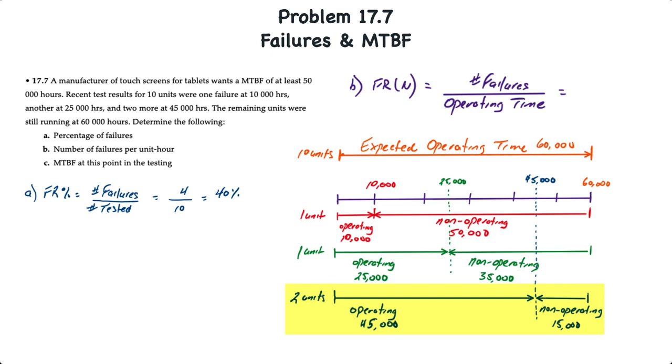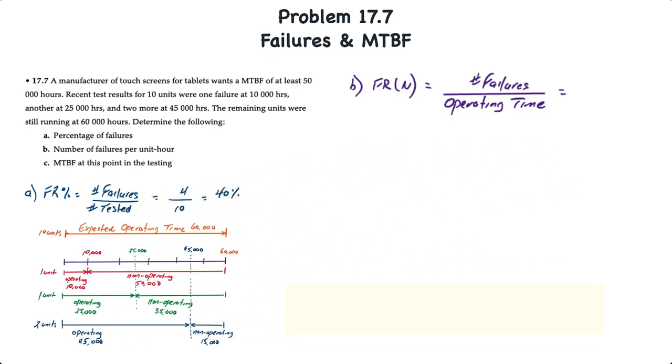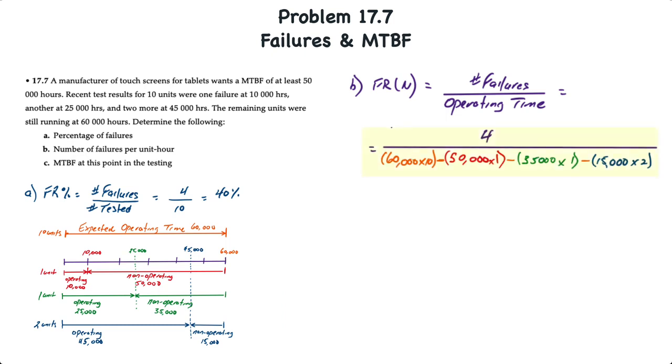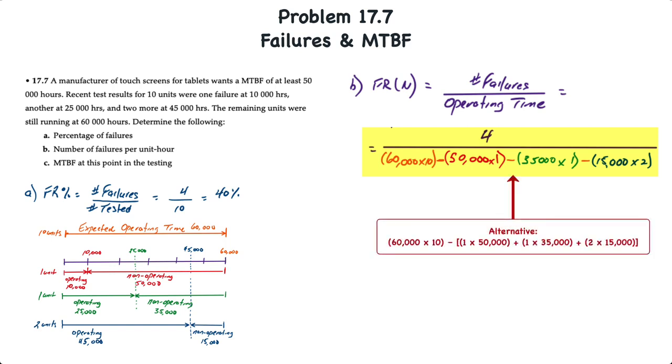Then we had 2 units fail after 45,000 hours of operating time, which means the non-operating time for those units were 15,000. So our calculation for FRN then is the number of failures 4 divided by 10 units times 60,000, which is the expected total operating time of all units put into testing, and then we subtract the sum of all of the non-operating times of the failed units. So first we'll subtract one unit with a non-operating time of 50,000 hours, then we'll subtract another unit with a non-operating time of 35,000 hours, and then subtract 2 units times a non-operating time of 15,000 hours.